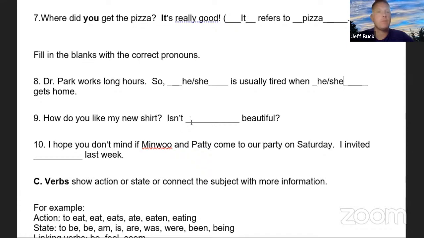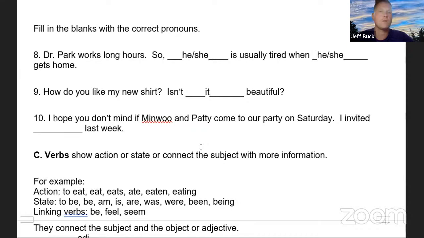How do you like my new shirt? Isn't it beautiful? Referring to shirt. And number 10, I hope you don't mind if Minu and Patty come to our party on Saturday. I invited them, Minu and Patty, last week.